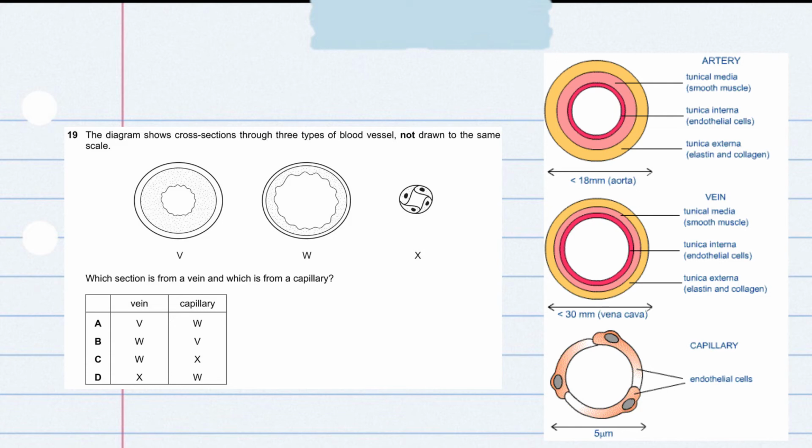Question 19 says the diagram shows cross sections through 3 types of blood vessel not drawn to the same scale. Which section is from a vein and which is from a capillary? You can tell this is a capillary because the vein and the artery always look similar when it comes to structure and shape. So these two are the arteries and veins, V and W. Now V is the artery because as you can see it has thicker walls and a smaller lumen, while the vein has a large lumen and thinner walls. The vein is W, the capillary is X, so the answer is C.